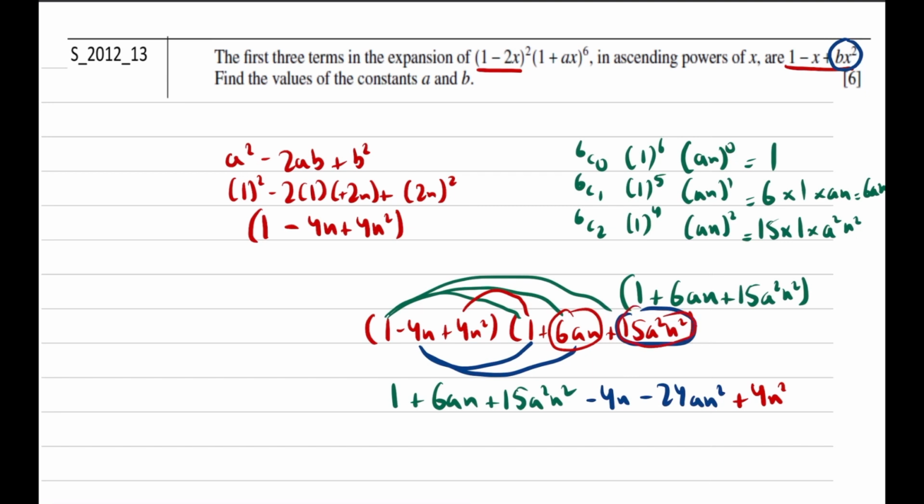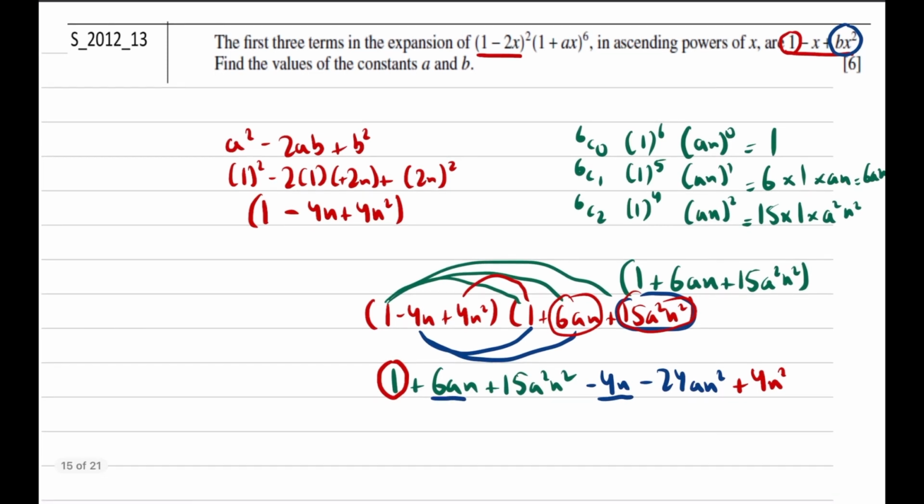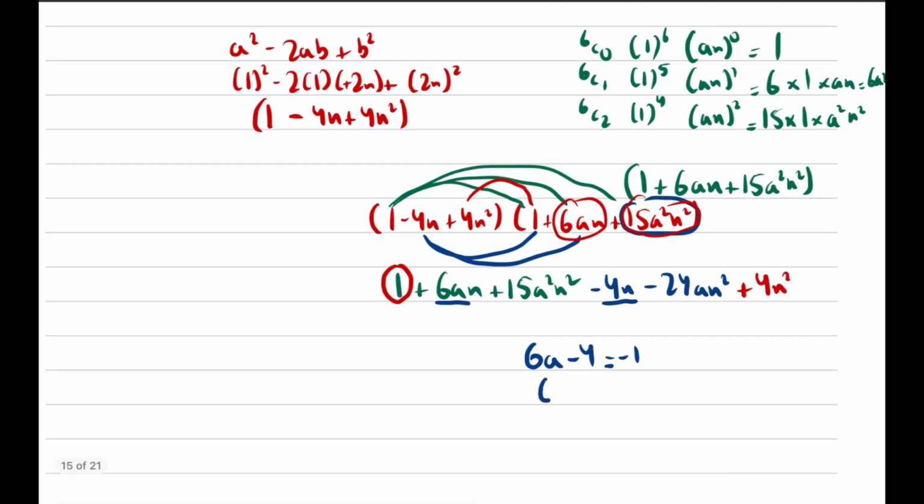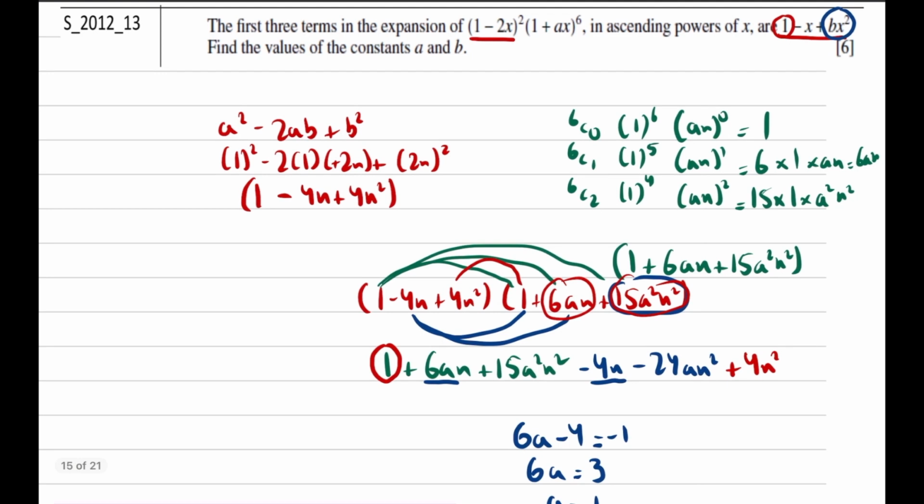Got this, kids? Let's compare. What's written here as a constant? 1, and here also 1. That's sorted out. What's written with x? 6a and minus 4. And above, what is written? Minus 1. So can I say that 6a minus 4 is equal to minus 1? 6a is equal to minus 1 plus 4, which is 3. A's value is what? 1 upon 2.